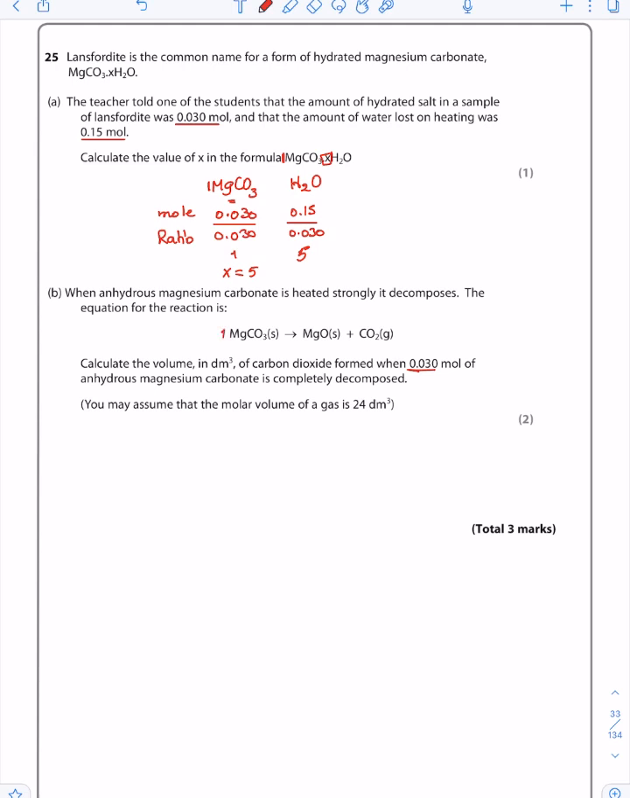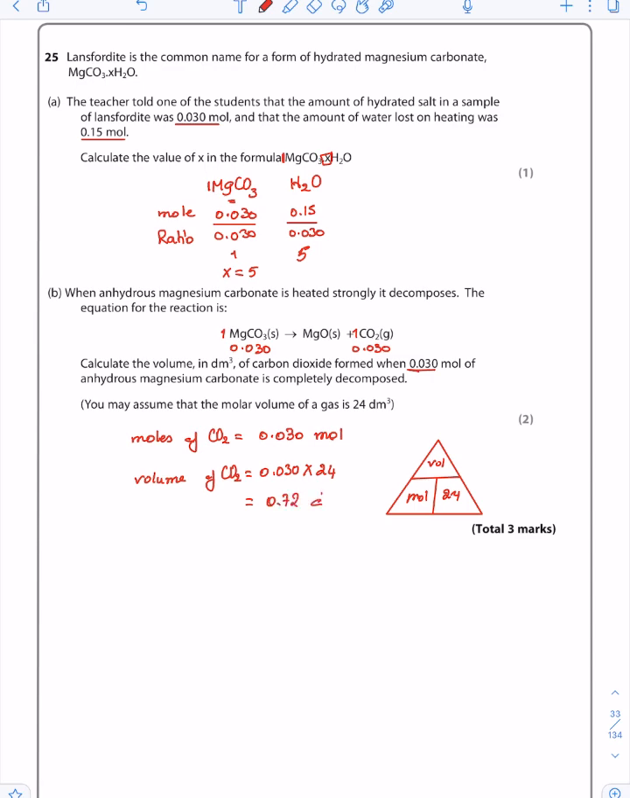طيب أنا دلوقتي الريشيو بين magnesium carbonate and carbon dioxide 1 to 1، فلو magnesium carbonate اللي هيتكسر 0.030 يبقى ده معناه إن الكربون دايوكسيد اللي هيطلع 0.030. يبقى أول حاجة نقدر نقول إن المولز of carbon dioxide is equal to 0.030 مولز. وبعد كده بالمولز نقدر نجيب الفوليوم لأن القانون بيقول إن المولز is equal to volume over 24، يبقى الفوليوم of carbon dioxide gas is equal to المولز اللي هي 0.030 times 24، give you 0.72 cubic decimeter.